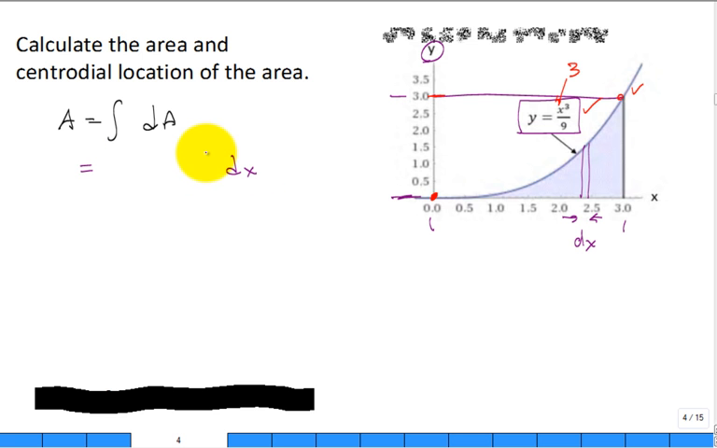It's something times dx. In this problem, it's pretty easy. The height is a function of x. It's equal to y, or you replace it by x cubed divided by 9. Now I'm ready to integrate. We set it up in order of strips, so we integrate from the lowest x to the highest x. You integrate from 0 to 3, and that gives you the area.